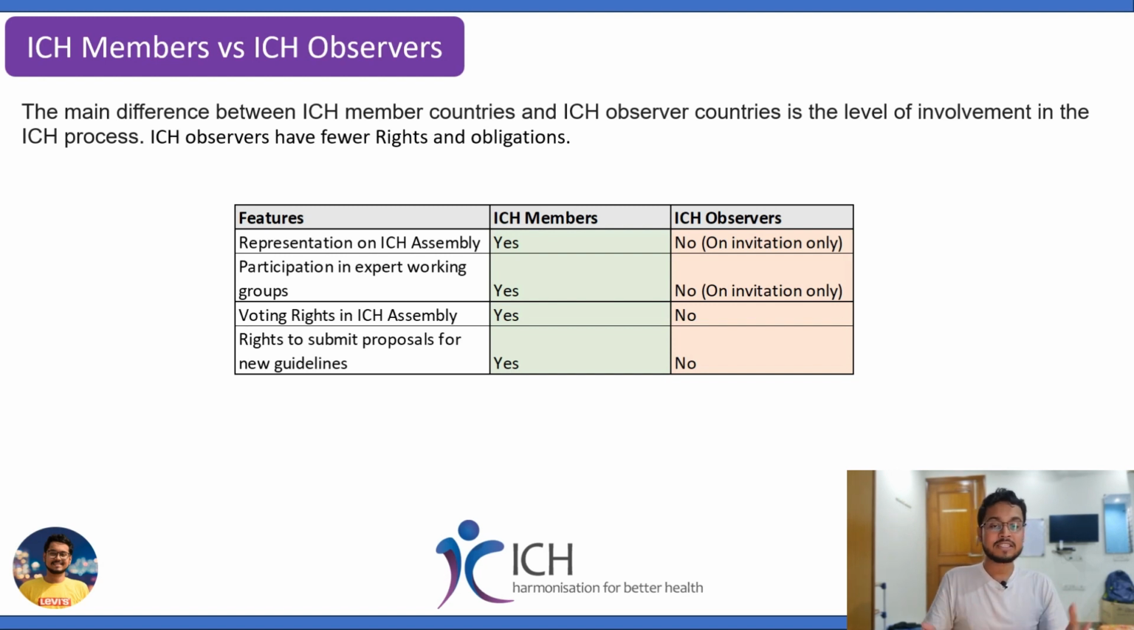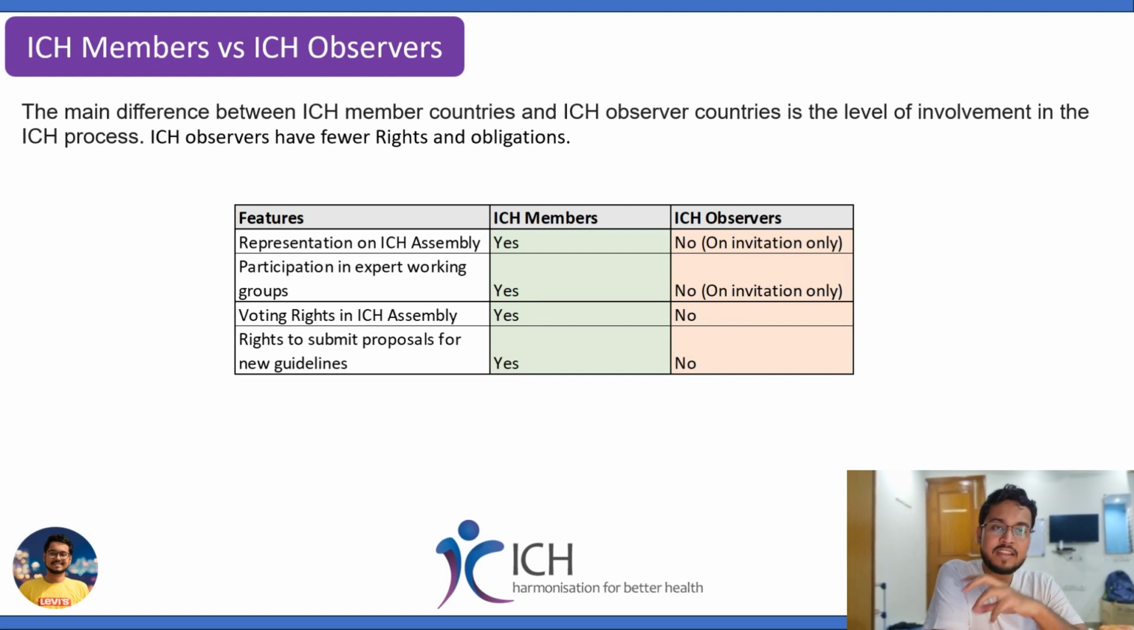Similarly, participation in the expert working groups. So what is an expert working group? Expert working groups are nothing but groups of technical experts from various fields. For example, they might be from industry, they might be from academia, they might be from regulatory bodies. They are a group of technical experts who take decisions about the development of new ICH guidelines, and if any amendment is needed in the guidelines, they are the ones who take the decision.